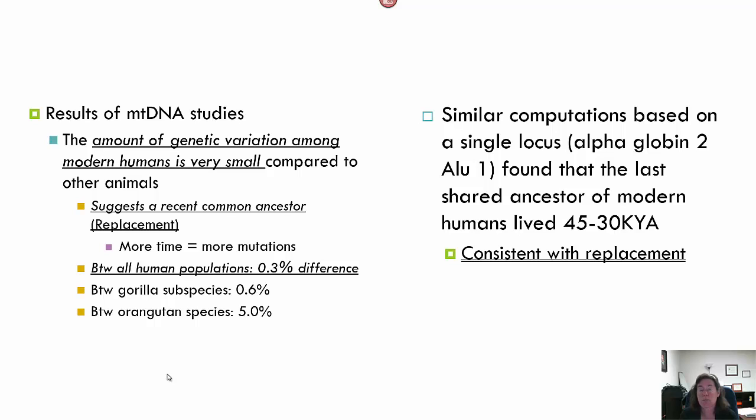Similar computations based on a single locus found that the last shared ancestor of modern humans lived between 45 to 30,000 years ago. Once again, all this genetic data is consistent with replacement and not the multi-regional model.